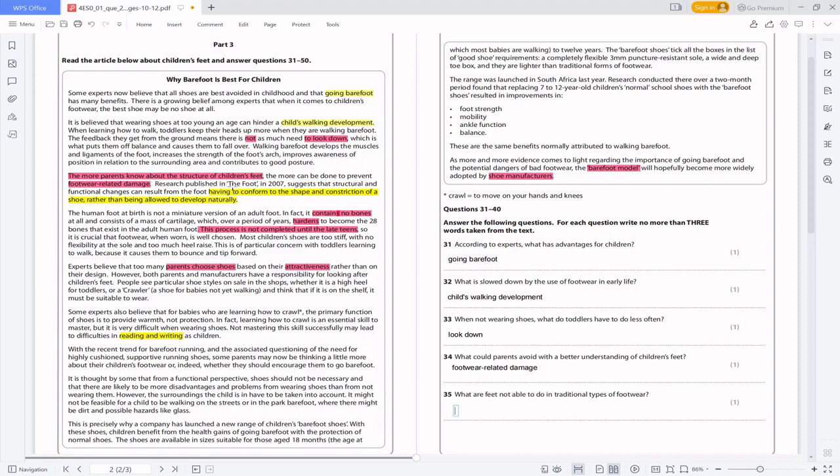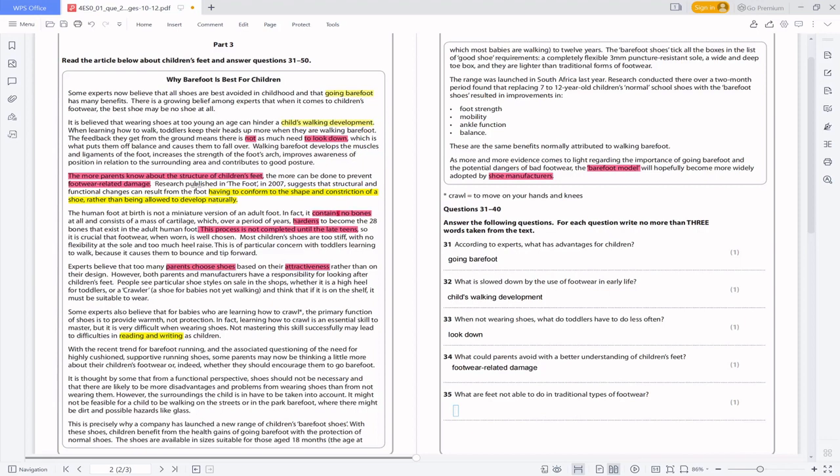Research published in The Foot in 2007 suggests that structural and functional changes can result from the foot having to conform to the shape and constriction of a shoe rather than being allowed to develop naturally. Now, as you can see, there are many words here, but the key point we are looking for is that develop naturally. Now, how do we get this develop naturally? We need to understand that we cannot scan since there are no keywords that are useful in this question. Therefore, we need to skim through the passage.